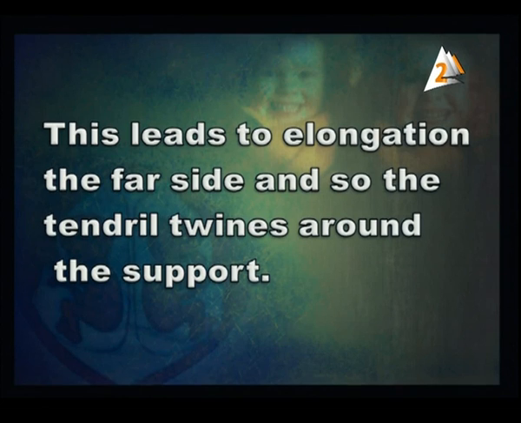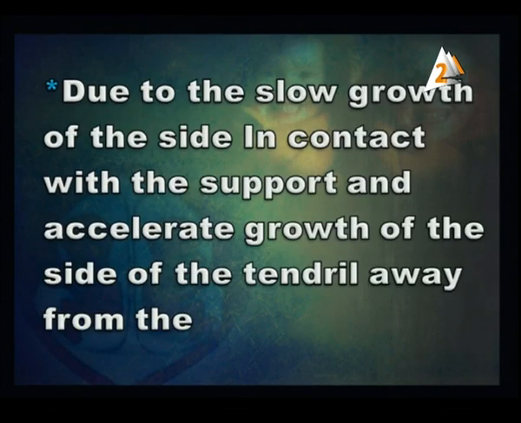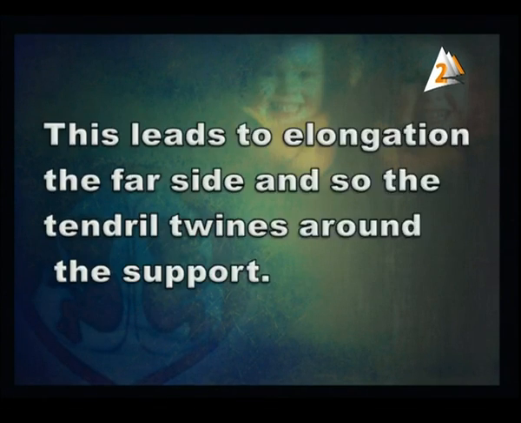I am going to say that again, and please concentrate with me. Twining of the tendril around the support. Of course, this is due to the slow growth of the side in contact with the support and accelerated growth of the side of the tendril away from the support. This leads to elongation of the far side, and so the tendril twines around the support.